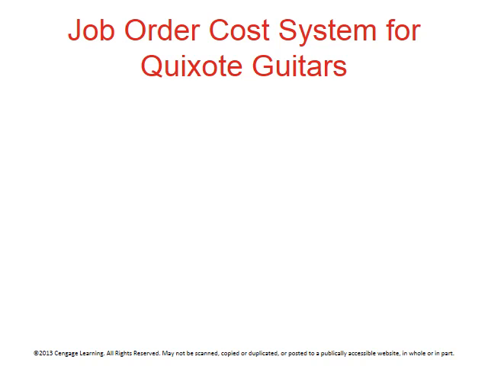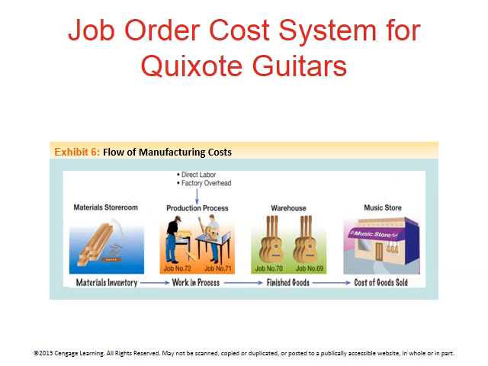So here's a job order cost system for Quixote guitars. So we get materials inventory from the materials storeroom. So we're going to build 2 guitars. We have job number 71 and job number 72. For job number 71, we go get the wood and materials we need out of the storeroom. For job number 72, we go get the materials we need out of the storeroom.